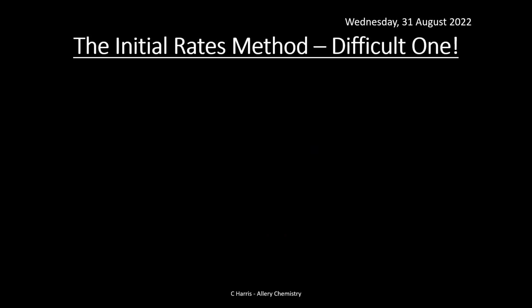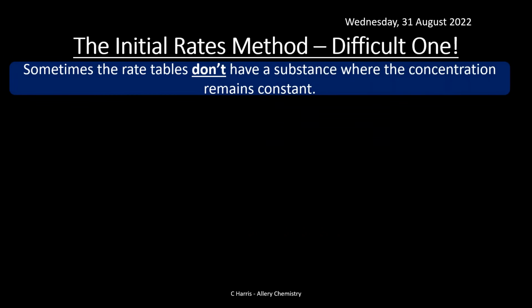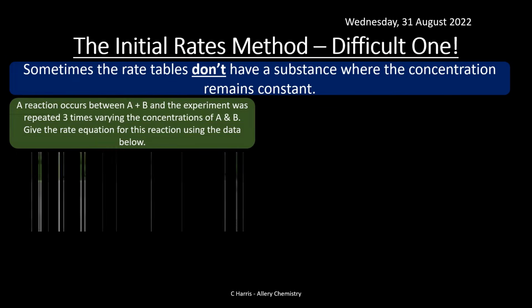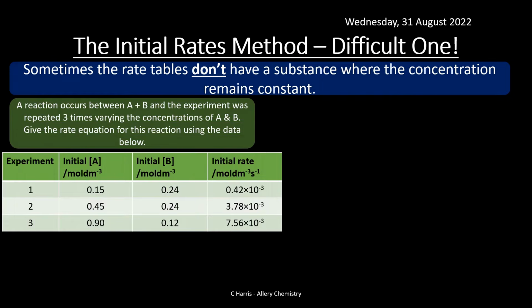Okay, we're going to look at a tricky one here, and they might throw in a bit of a curveball with this, but sometimes the rate tables don't have a substance where the concentration remains constant, and it's really annoying. Practically, you wouldn't do this. You would always set up an experiment where you're keeping one concentration the same and changing the other one. But this is not a real exam situation, not a real practical situation, and the examiners want to test your knowledge. They want to really test to see what you're going to do here.